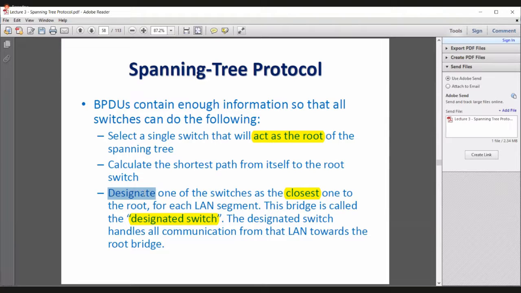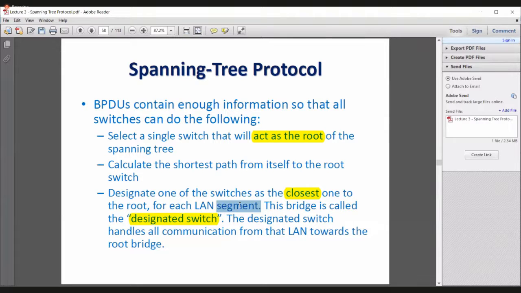After that, the port of the switch that is closest to the root is taken as the designated port. Designate one of the switches as the closest one to the root for each LAN segment.